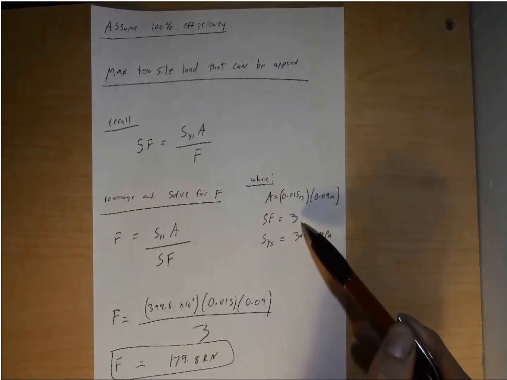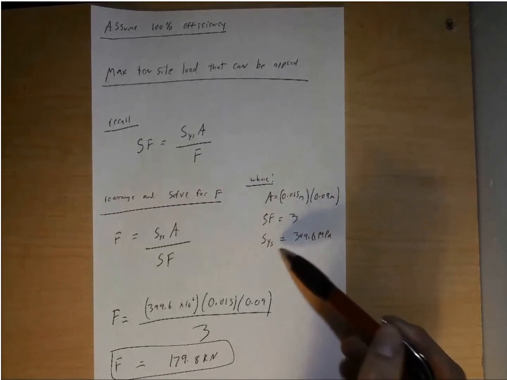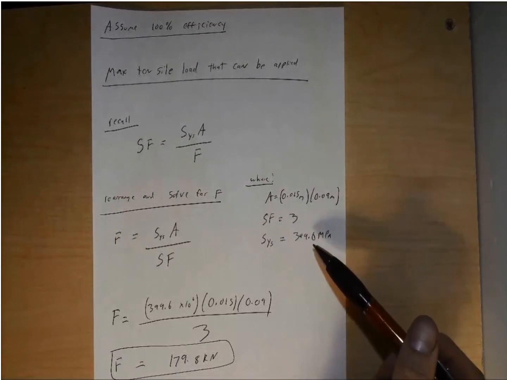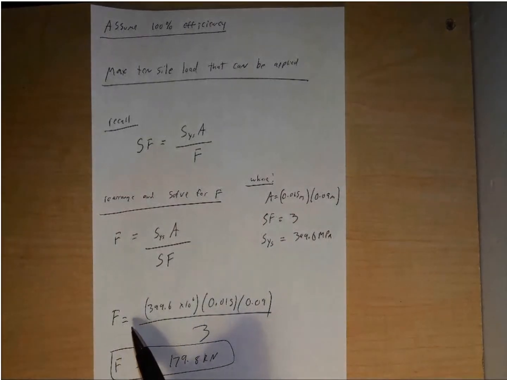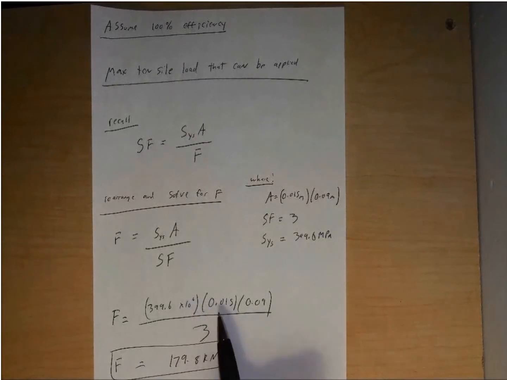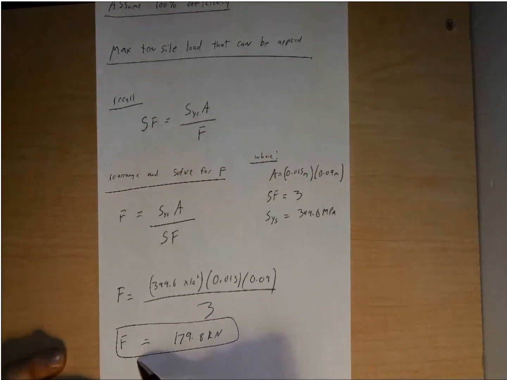We have a safety factor of 3. And we found our value for our yield strength here, 399.6 MPa. We can plug that in. We end up with force is equal to 399.6 times 10 to the 6, because we want to convert to pascals and not megapascals. So our units work out, times 0.015 meters, 0.09 meters divided by 3, which when we plug this in, we end up with a force, which is our max tensile load that can be applied, of 179.8 kilonewtons.